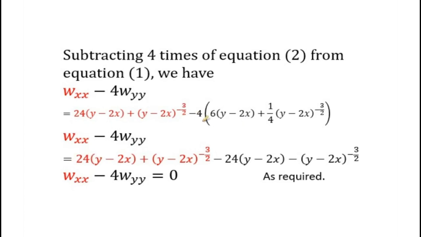Now by simplifying, we have 24(y - 2x) and minus 24(y - 2x), so they cancel each other, and (y - 2x)^(-3/2) minus (y - 2x)^(-3/2), so we cancel these two. So we have w_xx - 4w_yy is equal to 0, which is required.